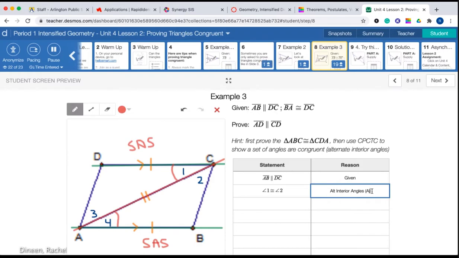Marcos, do you have a question? I think you mean angle 4. I do mean angle 4. Thank you. Moya, is that what you were going to say? Yeah. Cool. Thank you.